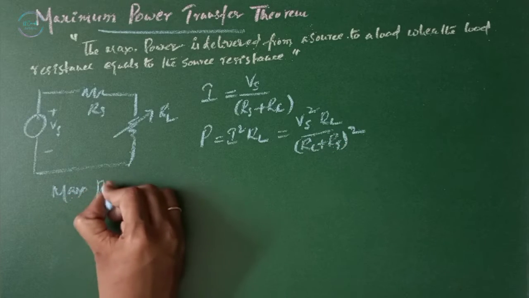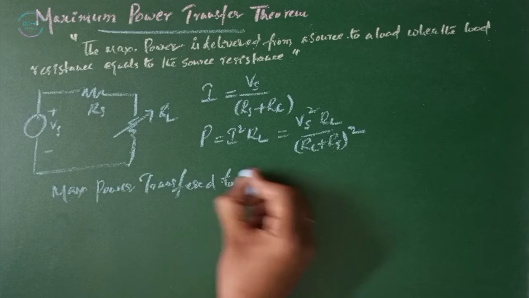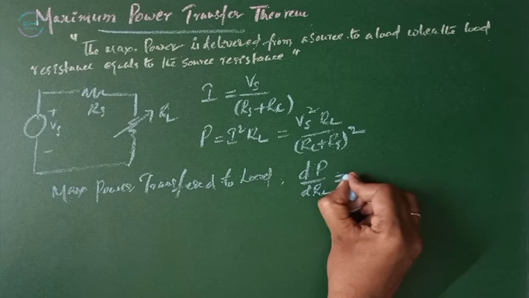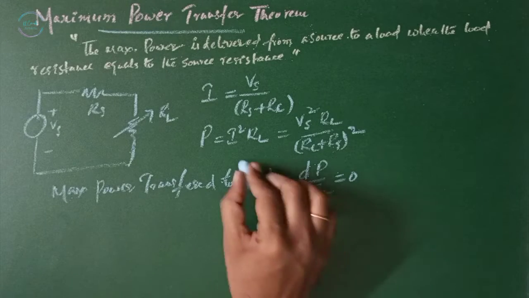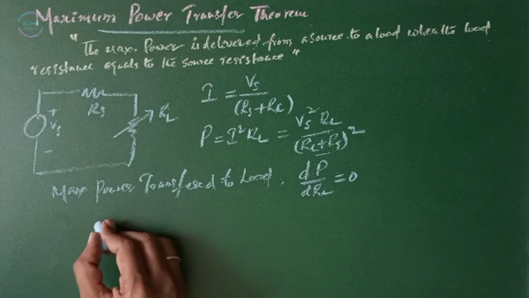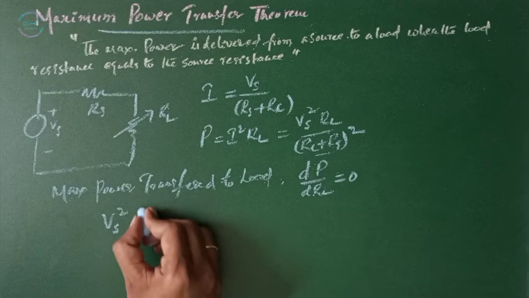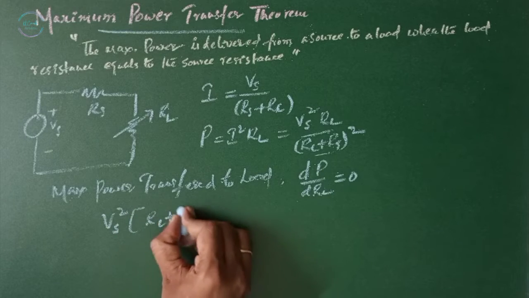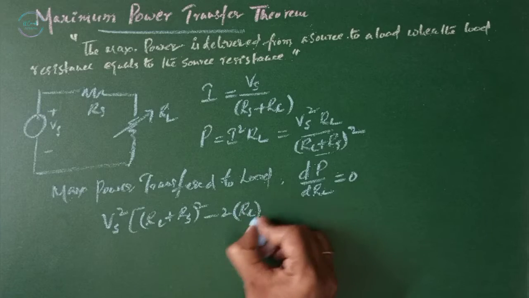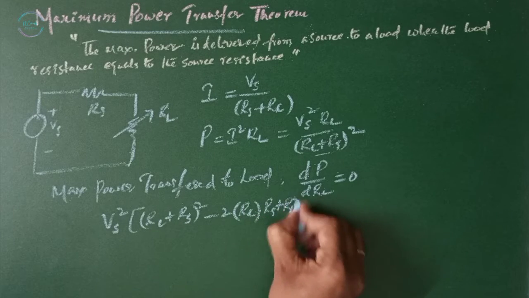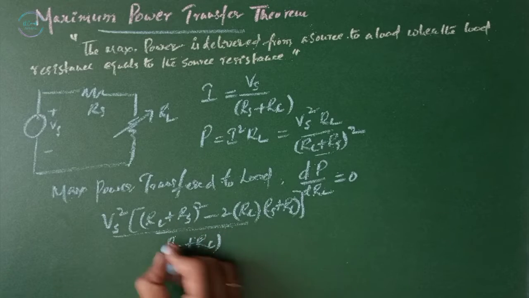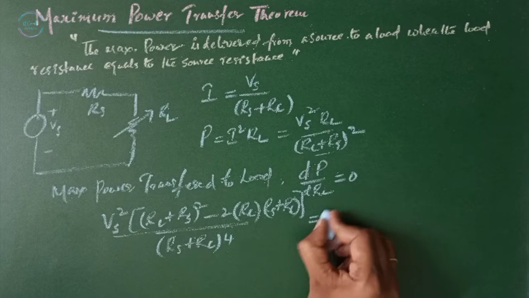Maximum power transferred to the load is given by dP by dRL equals 0. Now differentiating this term with respect to RL, so it's just a partial differentiation, you are going to get Vs squared times ((RL plus Rs) whole squared minus 2 RL (Rs plus RL)) divided by (Rs plus RL) to the power of 4, which equals 0.